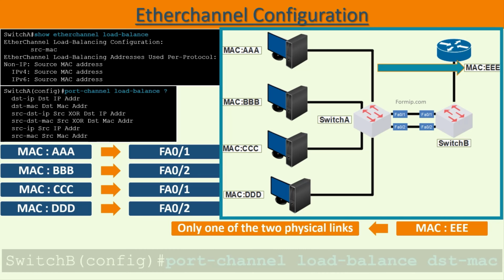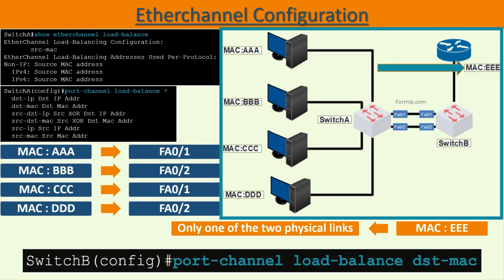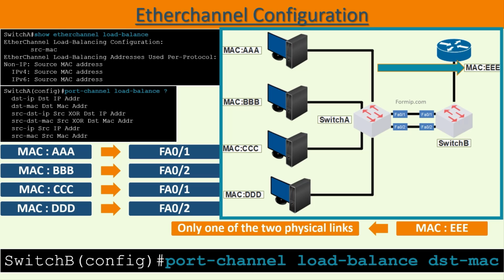This is why it would be better to change this mechanism to the destination MAC address instead of the source. In this way, the load will be well distributed on the different links, because the PCs all have a different MAC address.